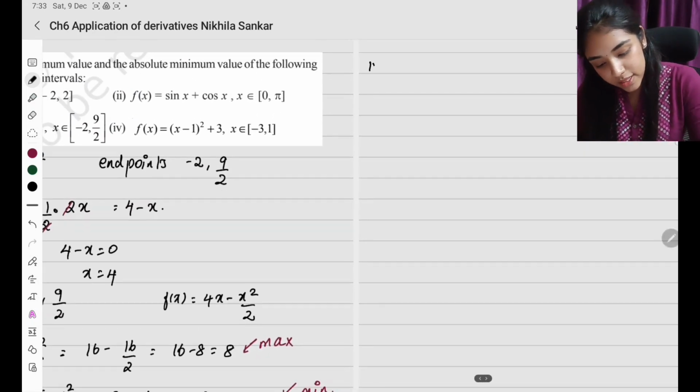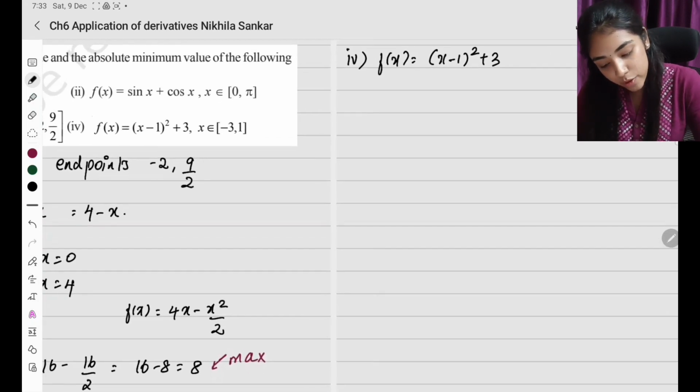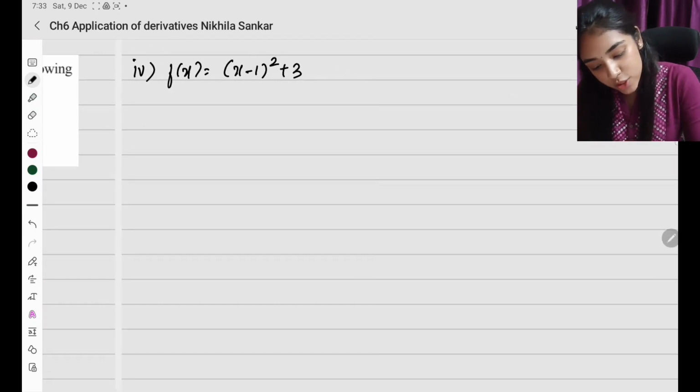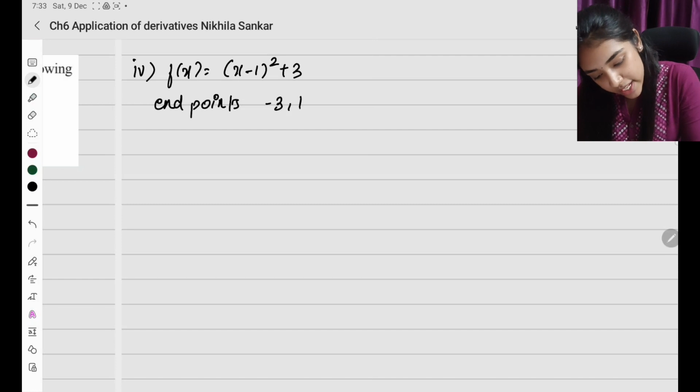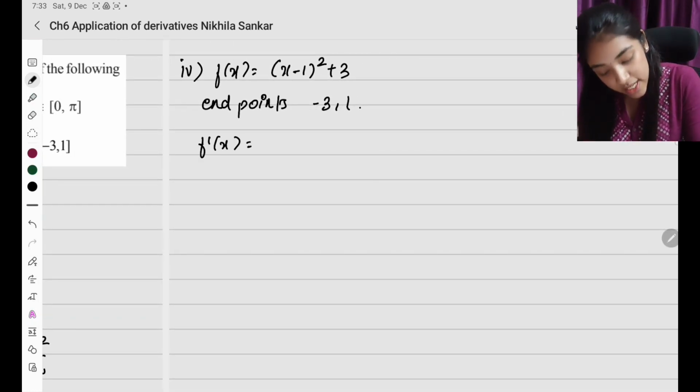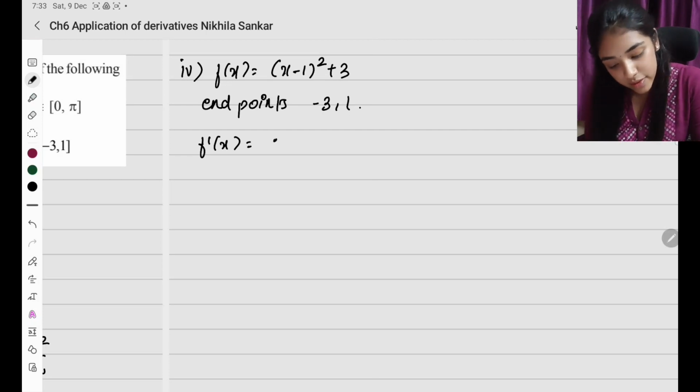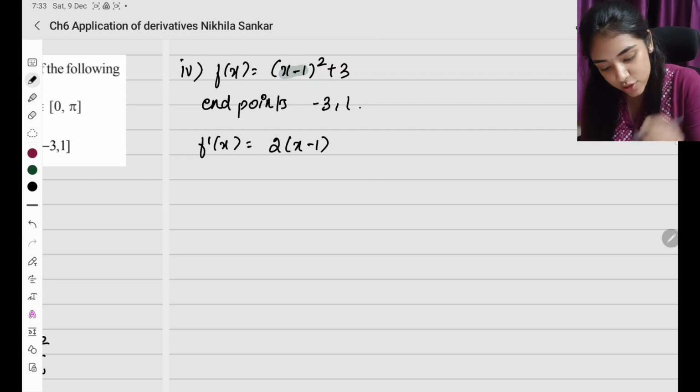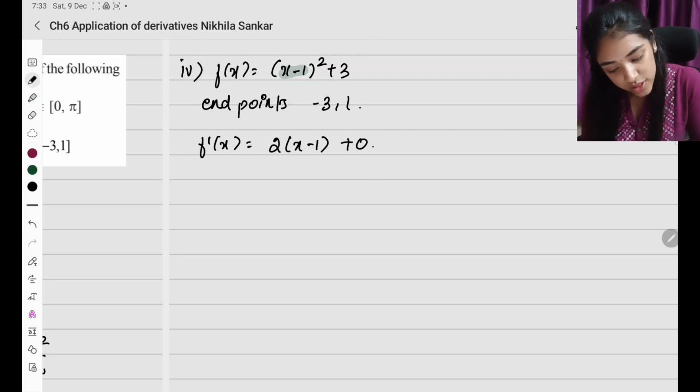Subsection 4. I have f of x equals x minus 1 the whole square plus 3 and my end points are going to be minus 3 and 1. So my end points are also given. Endpoints are minus 3, 1. Correct? Now when I find the f dash of x, I have x minus 1 the whole square, the derivative is going to be 2 times x minus 1, and when I differentiate the function that's inside, it's going to be 1 plus 0. So this is my f dash of x.